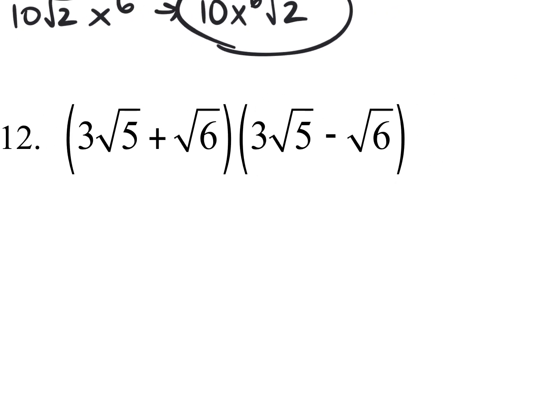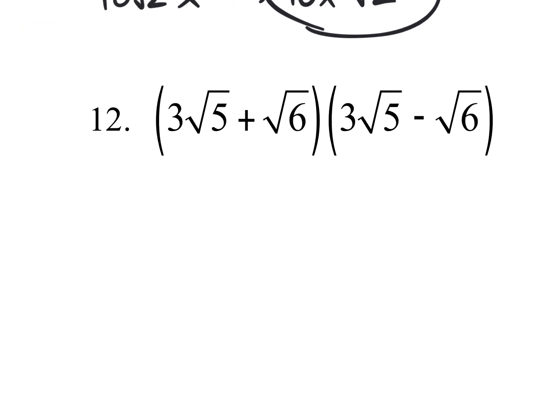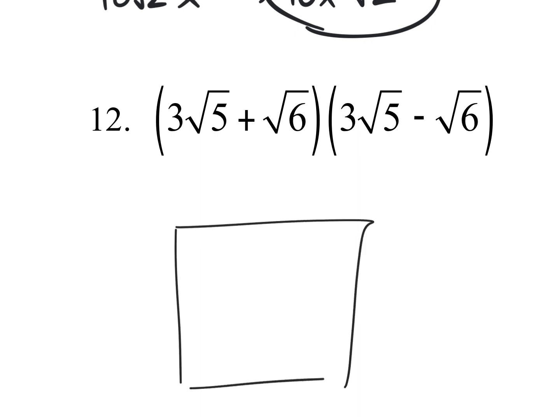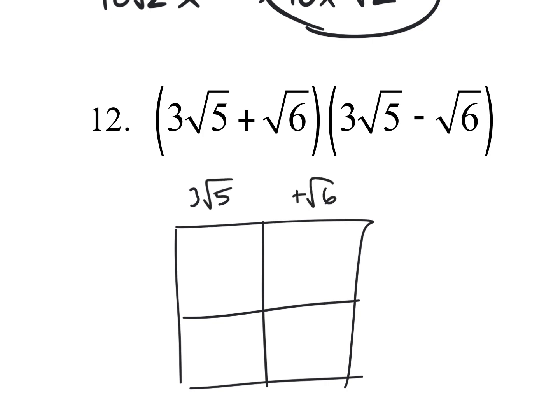All right, moving on to number 12. Number 12, we are doing either the box or the FOIL method, because I've got 2 binomials multiplied together. So I've got 3 square root of 5 plus the square root of 6, and I've got 3 square root of 5 minus the square root of 6. So I'm going to multiply 3 square root of 5 times 3 square root of 5, which gives me 9 times the square root of 25, which is really 9 times 5, which is really 45.